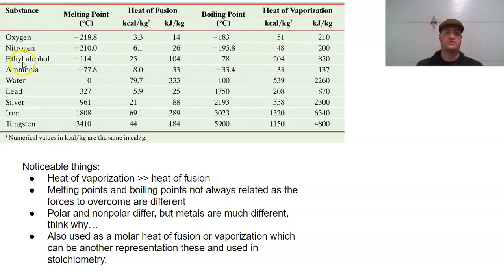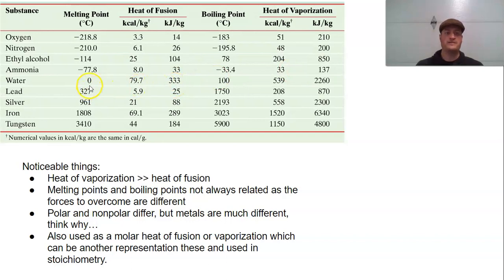If you have strong intermolecular forces, like in ethyl alcohol, it's hydrogen bonding, you're going to have much, much higher heats of fusion and heats of vaporization. Again, ammonia also has hydrogen bonding. Again, you can see the difference is a little bit less, which makes sense for its heat of fusion to be less, and its boiling point to be much less as well, which results in lower heats of vaporization.